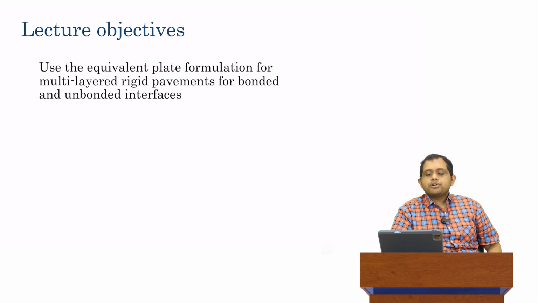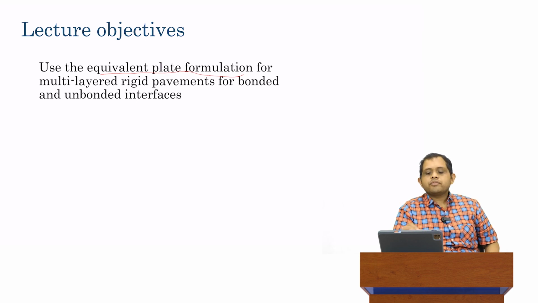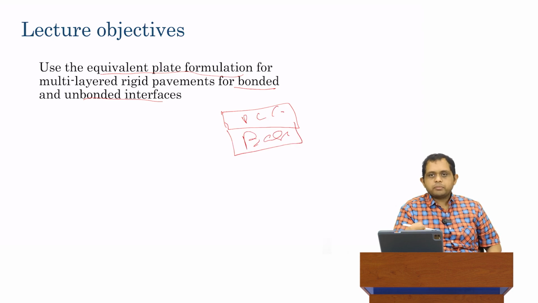So today's lecture, I'm going to introduce the concept of the equivalent plate formulation. So we are going to see something called an equivalent plate, where our multi-layered pavement can be converted into an equivalent system which consists of just the slab on the subgrade, and then we can do all our calculations on that. Something I should add, when we do this, we will have to make some assumptions about the interface. So when we have the PCC surface layer and the base layer, you could have a sub-base below that.